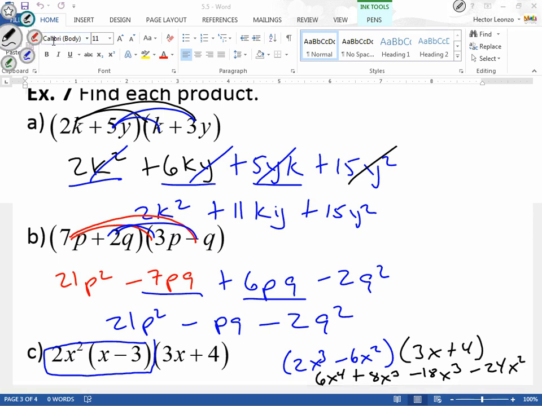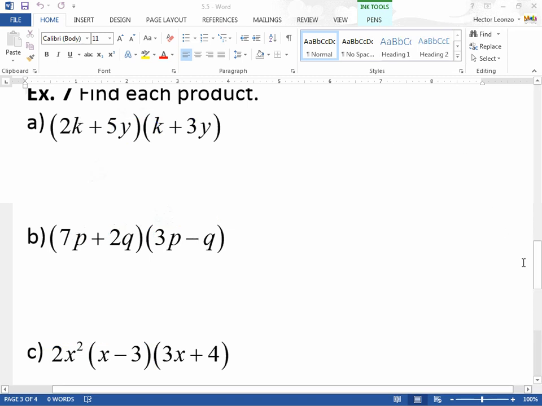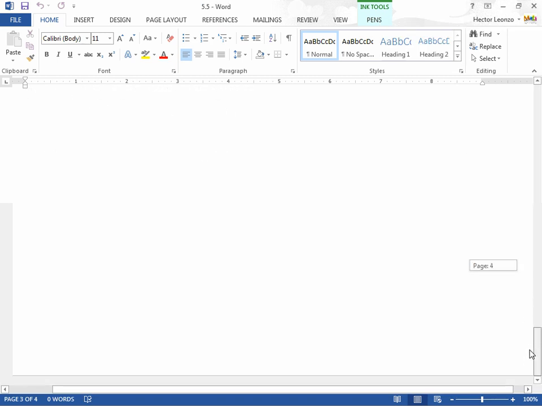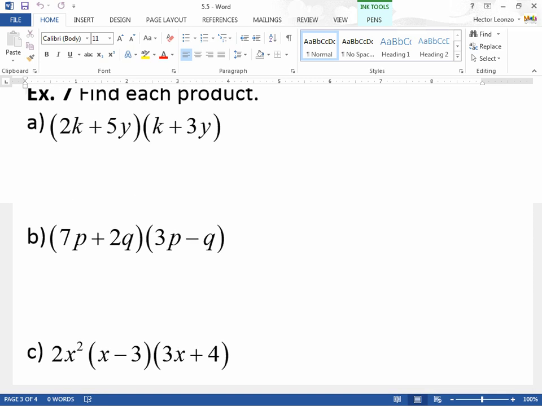And then to finish it off, just combine your like terms. For space, I'm going to write in red up here. I'm going to have 6x to the fourth minus 10x to the third minus 24x squared. Right, I was able to combine those two in the middle. So that should be my answer. Okay. So that was section 5.5.